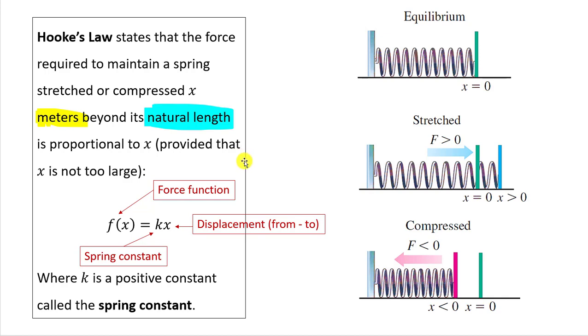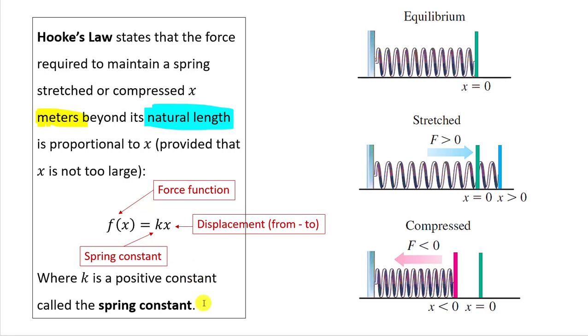A couple more notes from Hooke's law. Notice that it says, provided that x is not too large. Well, x is the displacement. You probably know from your own experience what happens to a spring if you stretch it too much or if you compress it too much. Then it's not going to come back to its equilibrium state. And that's why we have this note in Hooke's law that all this works provided that x is not too large and the spring can return to its natural state.